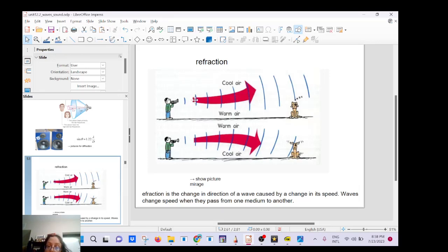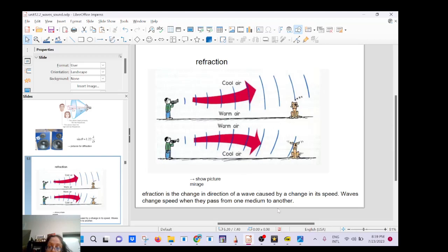In the evening it is the opposite. The ground is still very warm, here it's going to be cool, so the sound will bend away. So you're not going to hear it at a large distance.